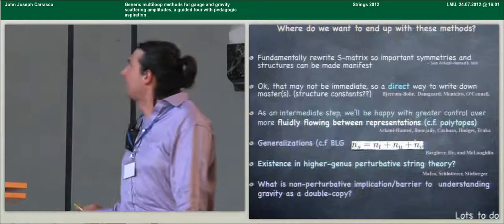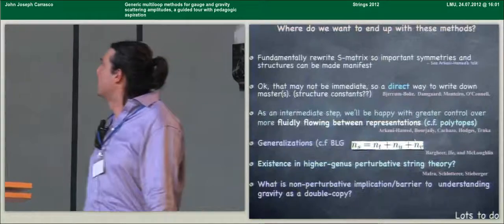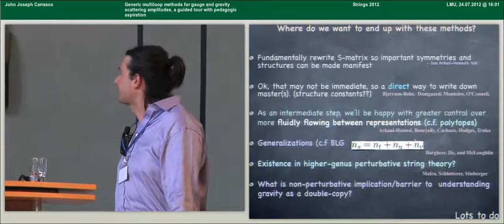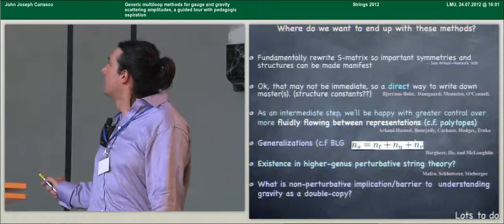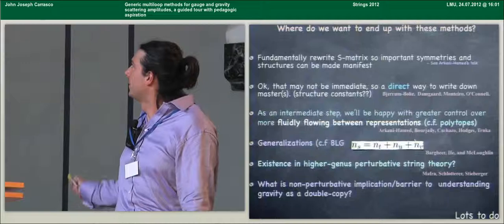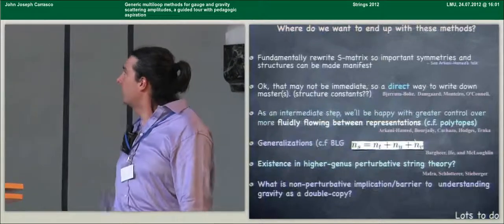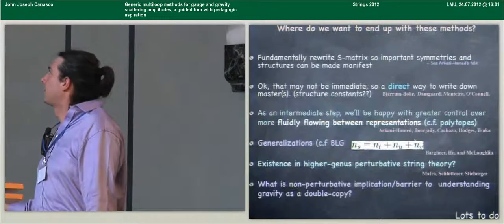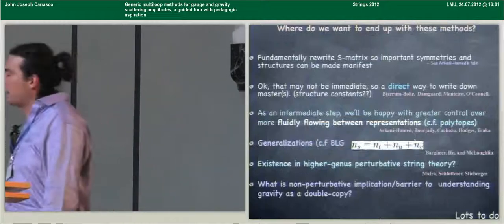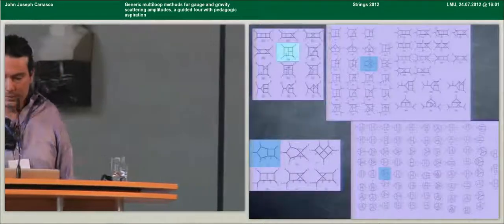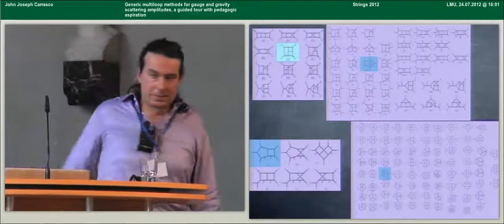Generalizations to other theories, like this fantastically cool thing going on with BLG. Questions about existence in higher perturbative genus string theory that we can learn from Stieberger and Oliver and Carlos. And I think there are other interesting questions, sort of what's a non-perturbative implication or barrier to understanding gravity as a double copy. So there's lots to do, and I'm going to close with just this suggestive slide in the background.